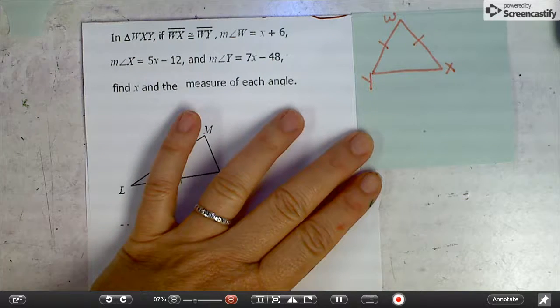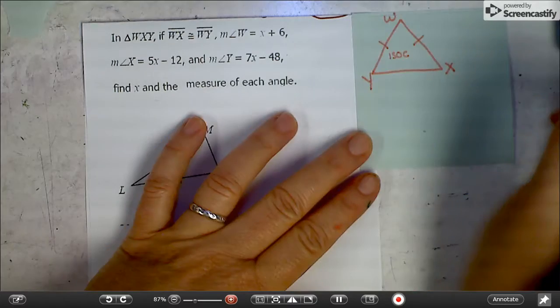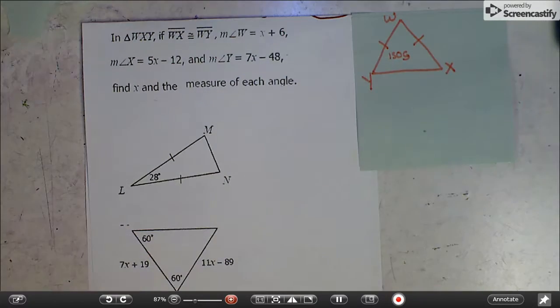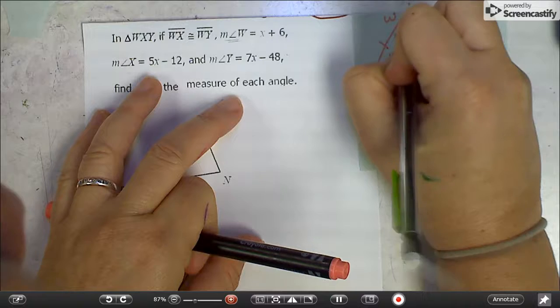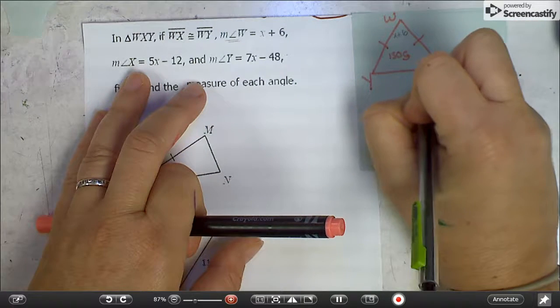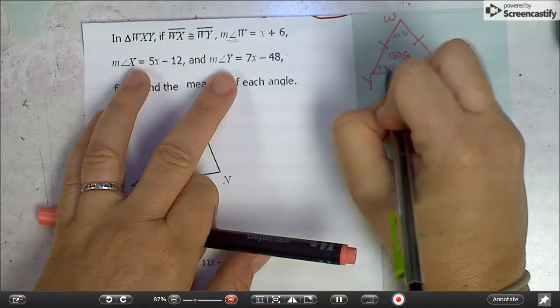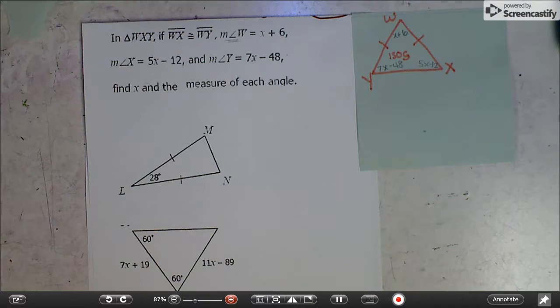Well, what kind of triangle is that? Isosceles. Okay. Now, it says that the measure of angle W, make sure you're paying attention, is x plus 6. The measure of angle X is 5x minus 12. And the measure of angle Y is 7x minus 48. They want to know x and the measure of each angle.